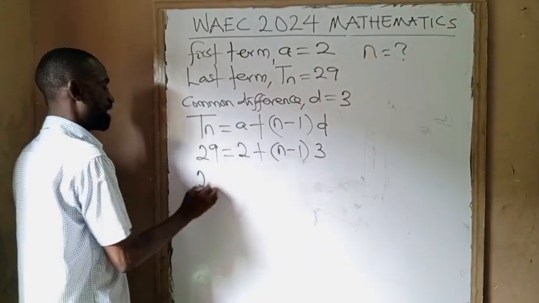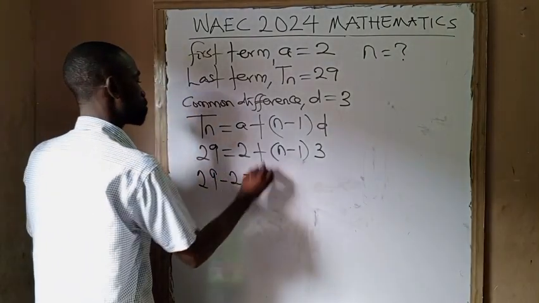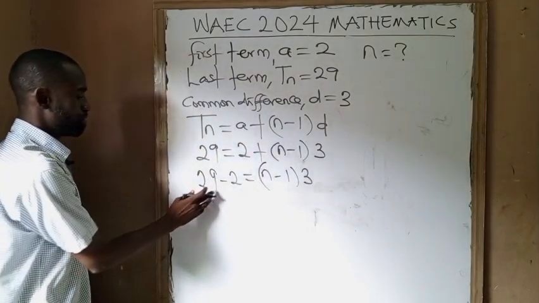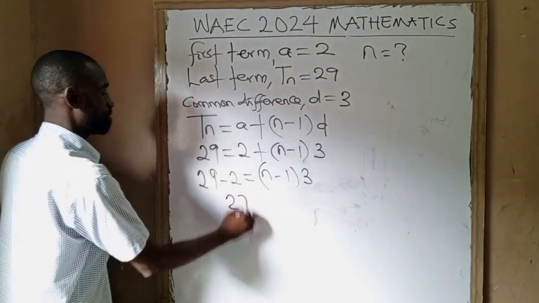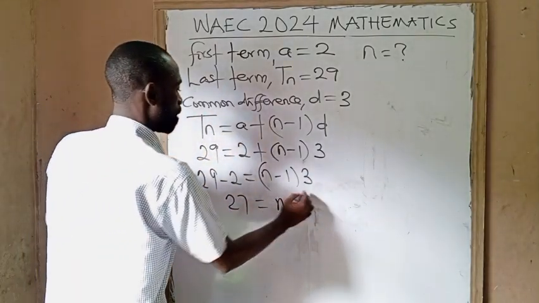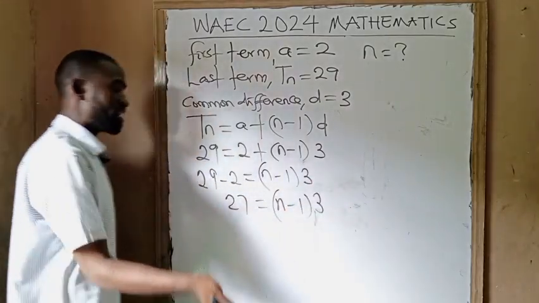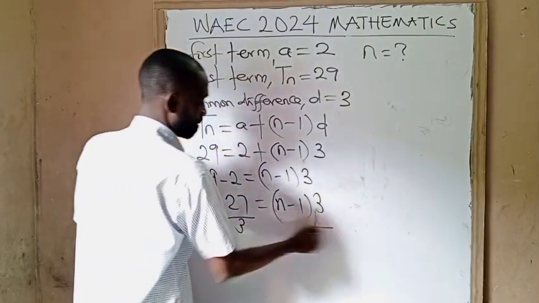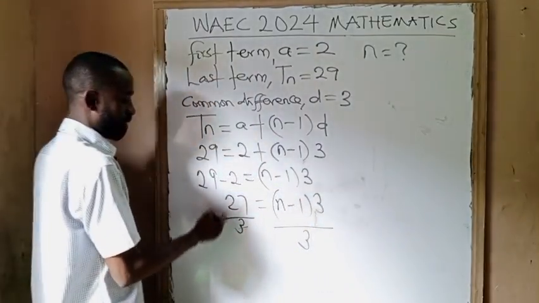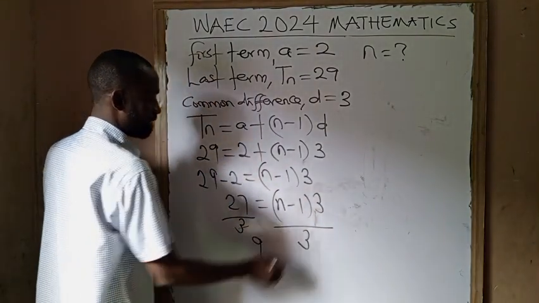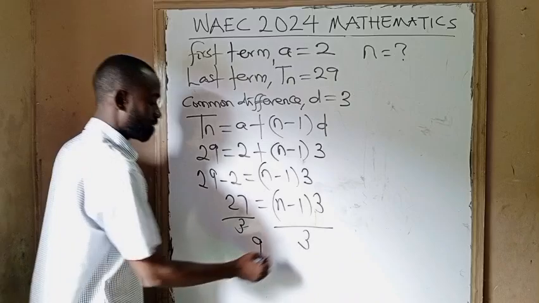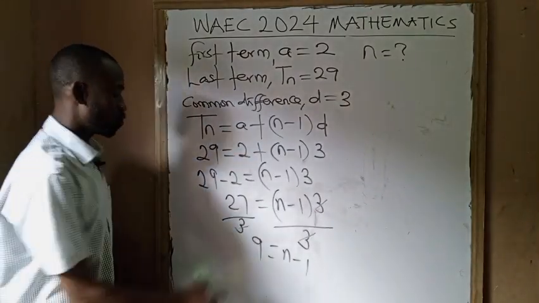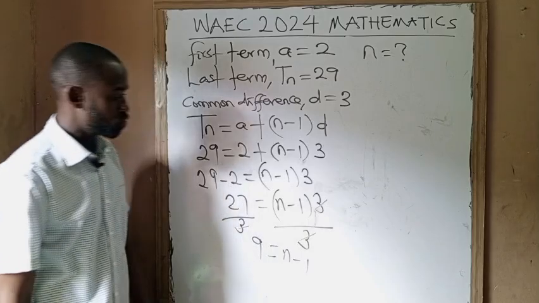So we have 29 minus 2 equals (n minus 1) times 3. 29 minus 2 is 27. So 27 equals (n minus 1) times 3. I can divide both sides by 3. 3 into 27 is 9. 3 into 3 is 1, so n minus 1 remains, because the 3 cancels out the 3. So we are left with 9 equals n minus 1.